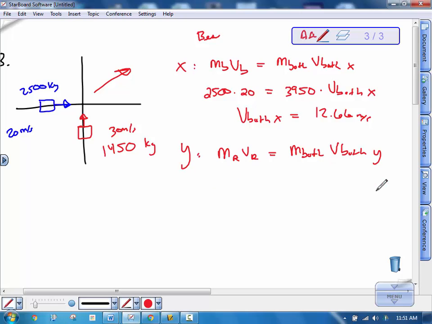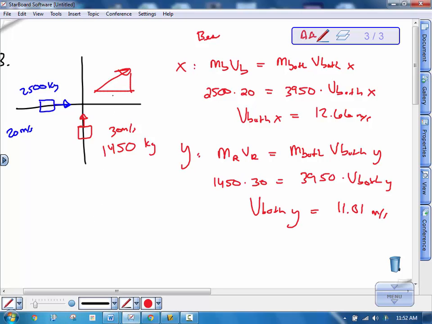So if we fill this out, we get this, and then we can solve for velocity in the y, which ends up giving us about 11.01 meters per second. Now we want to make a triangle because we're looking at this triangle here. We know the x component of velocity of both of them is 12.66. We know the y component of both is 11.01.